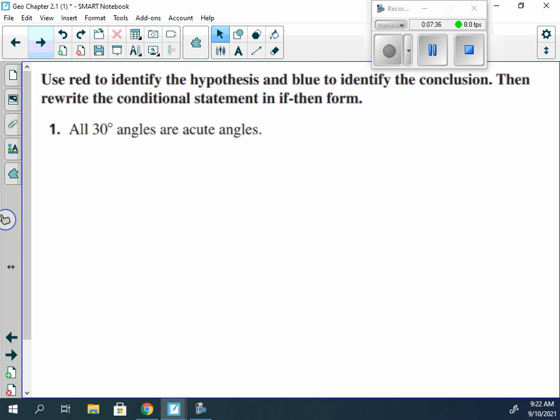All 30-degree angles are acute angles. What's our hypothesis? They're all 30-degree angles, or we can really say 30-degree angles, because as we saw with the first one, the "all" part really didn't matter. We threw it out. Yes, when we wrote the if-then, then what? Are acute angles. And I'm looking at this here and might as well just throw the R out because really our overall conclusion is the acute angles. If you circle R, I'm not going to mark it wrong.